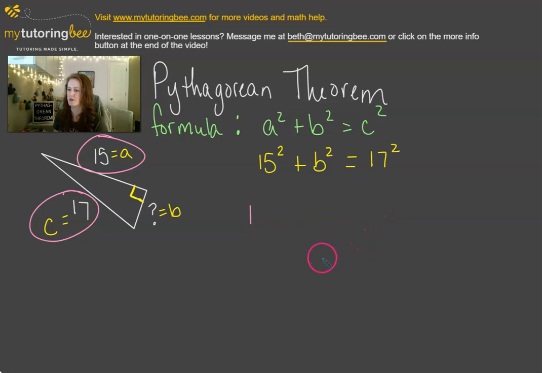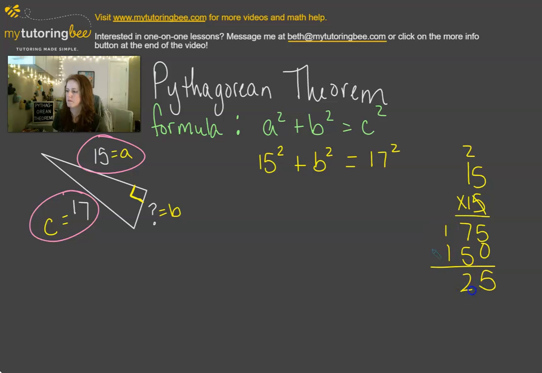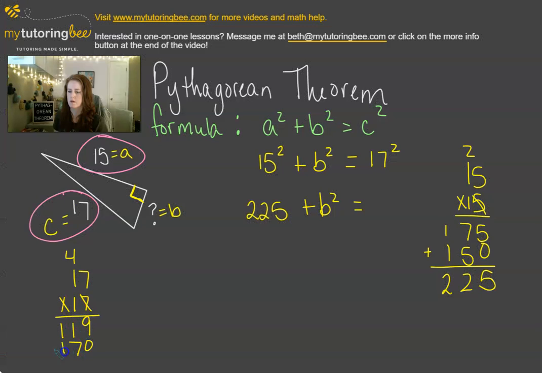So let's go back to the problem that I have written out here and solve it. So 15 squared, you can use a calculator, you can write it out, is 225, plus B squared, I'm just going to drop down B squared, and then 17 squared, let's figure that part out, is 289.